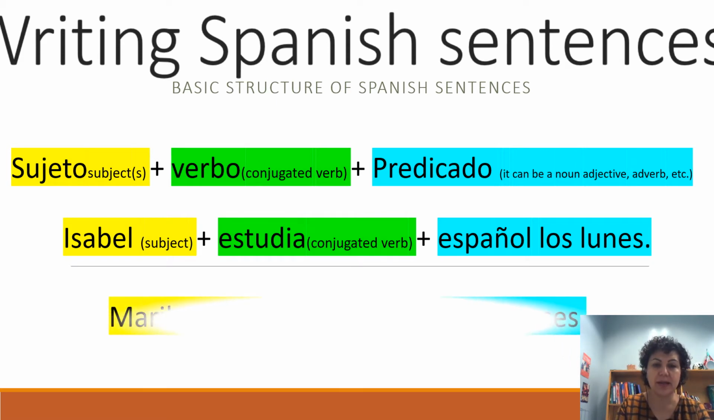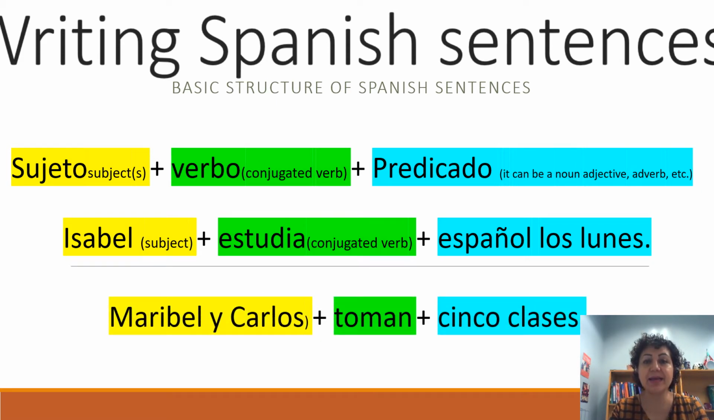Another example is Maribel y Carlos toman clases de español. Maribel y Carlos es el sujeto, is the subject, toman is what they form. We conjugate the verb AR in the plural, they. Toman, how many classes? 5 clases.